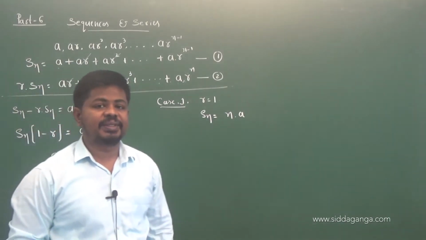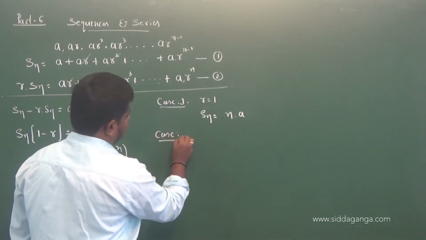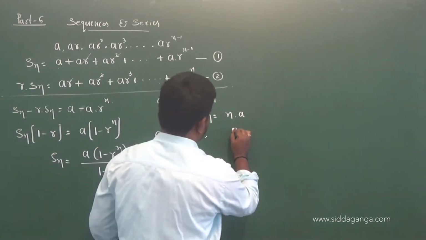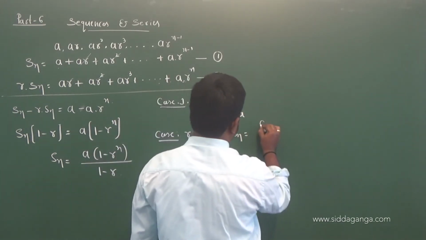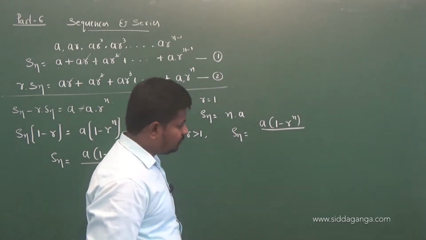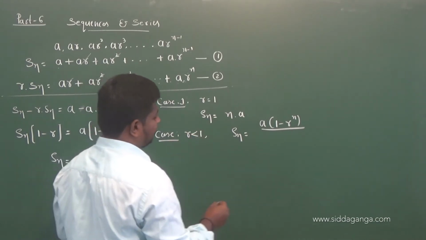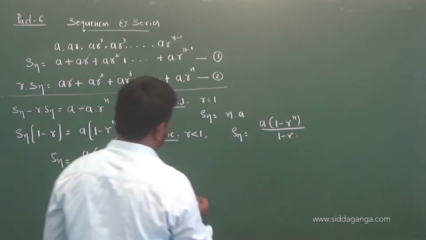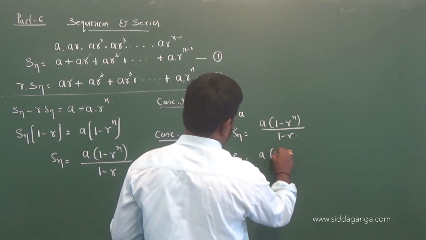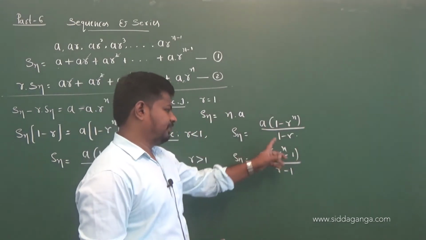Sn will be n times a when r is equal to 1. In the second case, when r is greater than 1, we take this relation: Sn is equal to a into 1 minus r power of n by, sorry, this is when r is less than 1, we take this 1 minus r. The same way, when r is greater than 1, we take the sum as a into r power of n minus 1 divided by r minus 1. Both are same. Take a minus sign outside and it gets cancelled, you get the same thing.